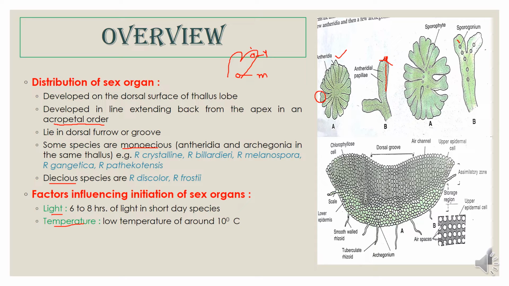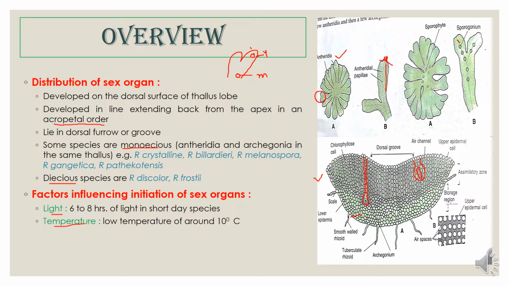Now we will be discussing the sex organs. Here is one thing I should show you in this diagram. This is the archegonium, or the female reproductive organ. I don't know whether you can see it properly, but I am drawing it. These sex organs, both antheridium and archegonium, are produced in this type of chamber.